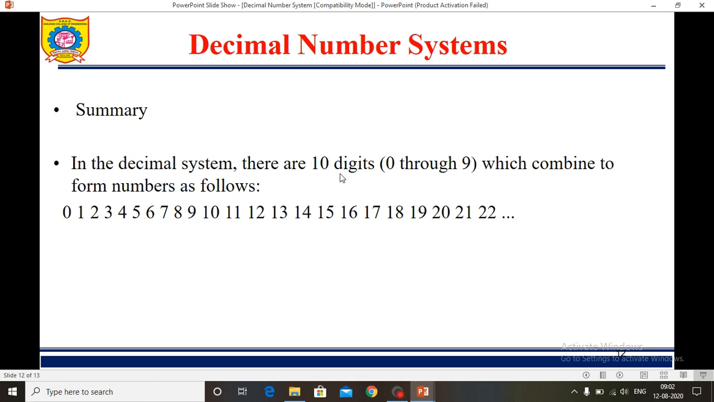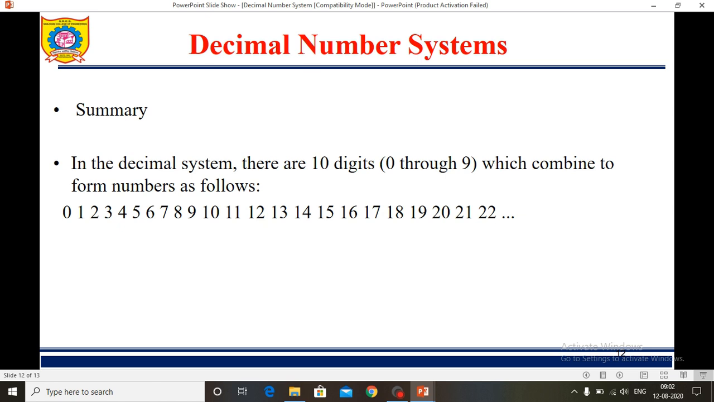Okay, now the summary is nothing but what we have seen in the decimal system. There are 10 digits only, and it doesn't mean that there are 10 digits only. It is nothing but a combination of 10 digits. Okay, it can be any digit, but it should be a combination from 0 to 9 only, which combine to form a number as follows. So combinedly as a whole, I can say this is a decimal number because it contains the combination of digits from 0 to 9 only, and not more than that. And in fact, there is nothing more than that also.